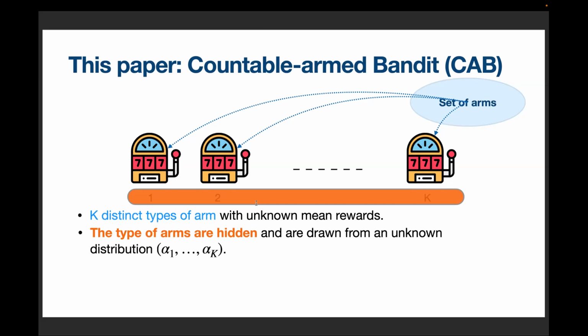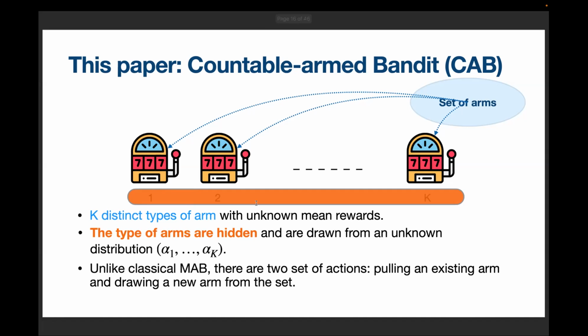If they have the same type, I have to learn that along the way. The other thing is, the optimal arm may not exist in this set. I may be unlucky, and the set of arms I've sampled does not contain the optimal arm. So things are not that easy. And one other distinction is, unlike the classical multi-arm bandit setting, there are two sets of actions here. One is pulling an existing arm. The other is drawing a new arm from the set of arms that we have. And once I draw a new arm, I don't see its label, and there is no guarantee that it will have a new label.